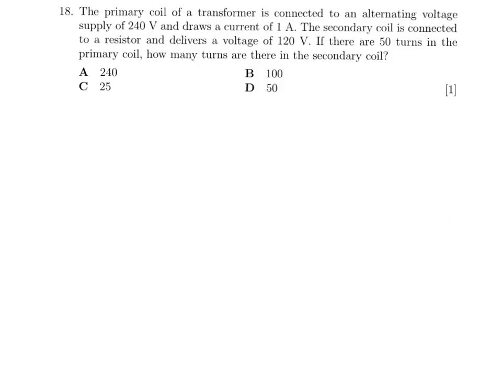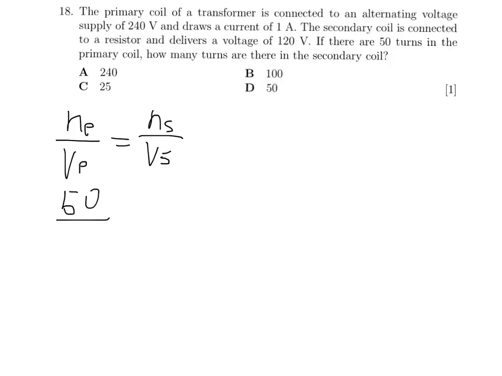This is a fairly straightforward question about a transformer, and to answer this one we need to know that the ratio of the number of coils on the primary, so it's NP, to the voltage on the primary, VP, is the same as the ratio of the number of coils on the secondary, NS, to the voltage on the secondary coil, VS.